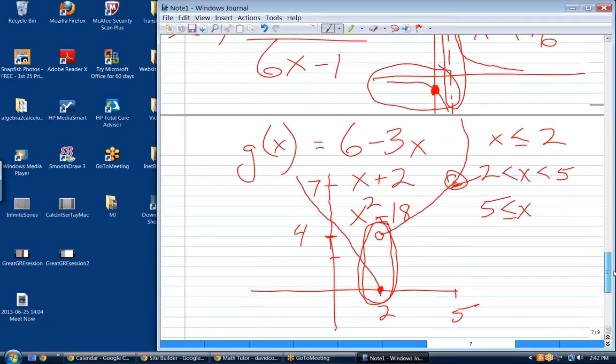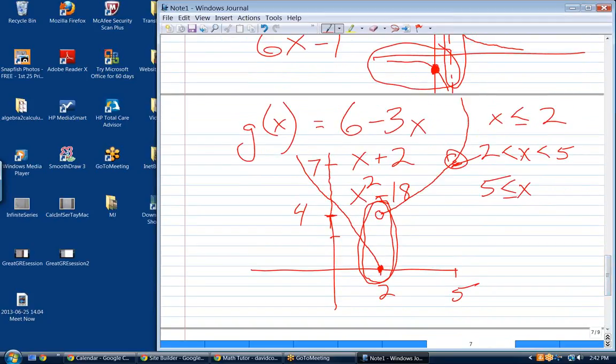But you don't always have to graph them. In other words, I could have done this without graphing by just checking what this value was at 2. That's equal to 0. And what this value is at 2, well, that's equal to 4. Well, it can't be 0 and 4 at the same time unless it's discontinuous. So I would know there's a discontinuity just by doing that algebra.